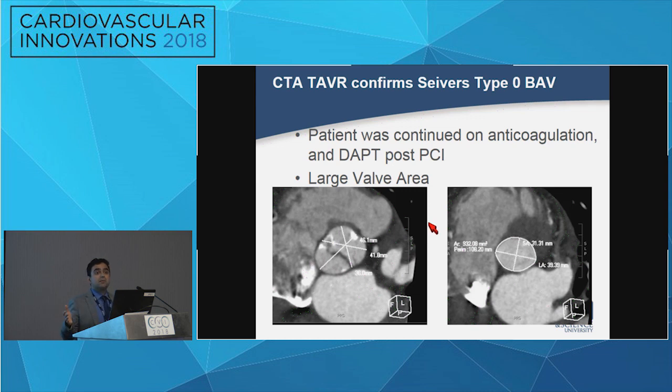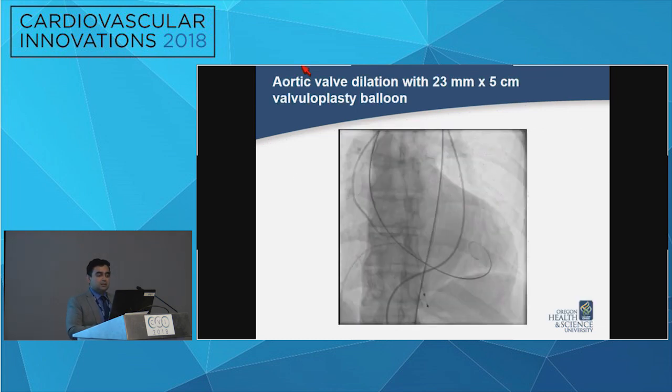And so we continued him on triple therapy with anticoagulation in addition to dual antiplatelet therapy, repeated imaging, but the thrombus was still there. The patient was not doing very well clinically, so we decided to just move forward with the TAVR. So we chose the CoreValve 34 Evolut and proceeded with the TAVR.